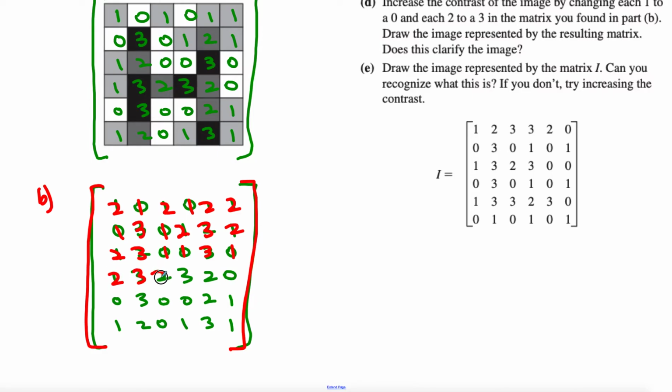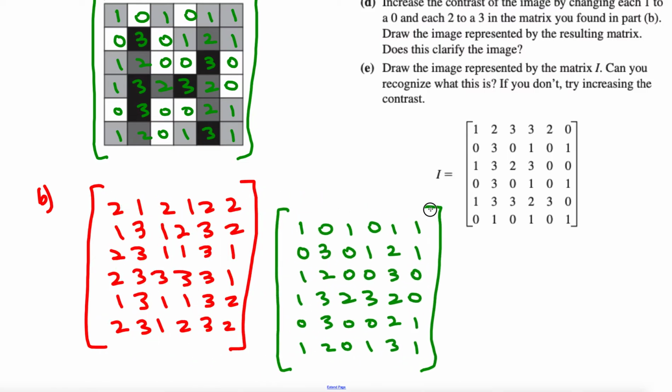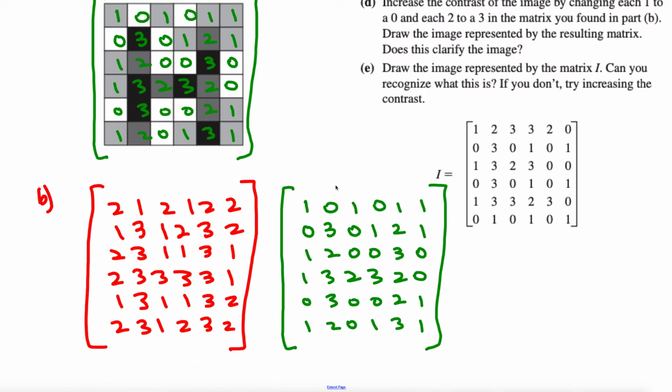2, 3, 3, 3, 3, and then this one is what? 1. And this one is 1, 3, 1, 1, 3, 2, and this one becomes 2, 3, 1, 2, 3, 2. So the red one becomes our answer. Then I'm just going to pull this green one out. All right, so that's basically how we can create a darker image.